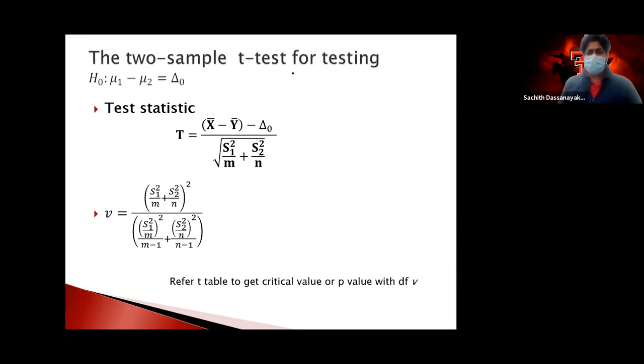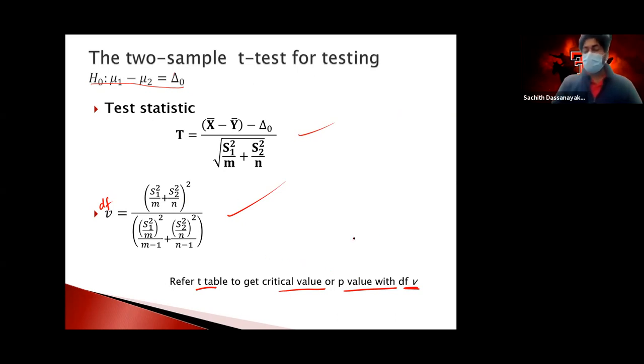Two sample t-test for testing. So this is the null hypothesis. In general, this is the null hypothesis. Sometimes this delta 0 is going to be 0, which means mu1 equals mu2. That happens. But anyway, this is your test statistic, right? This one. So this is your degree of freedom. This is how you need to find the degree of freedom. Refer to the t table, get the critical value approach or p-value approach with degree of freedom v. Simple v means degree of freedom.